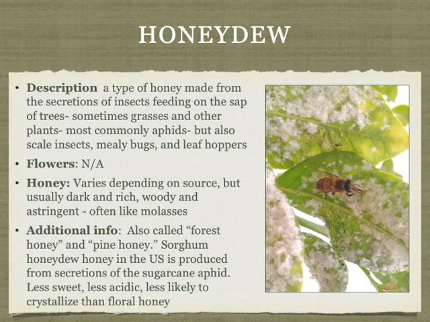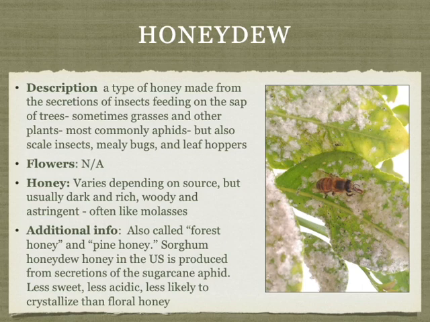Honeydew is a group of honeys made from secretions of insects feeding on the sap of trees. Most commonly aphids, but other insects too: scale insects, mealybugs, leafhoppers. The honeybees gather this secretion and make it into a honey. It can be quite variable depending on the source, but it's usually dark, rich, woody, astringent, sometimes like molasses. It's also called forest honey, pine honey, oak honey.